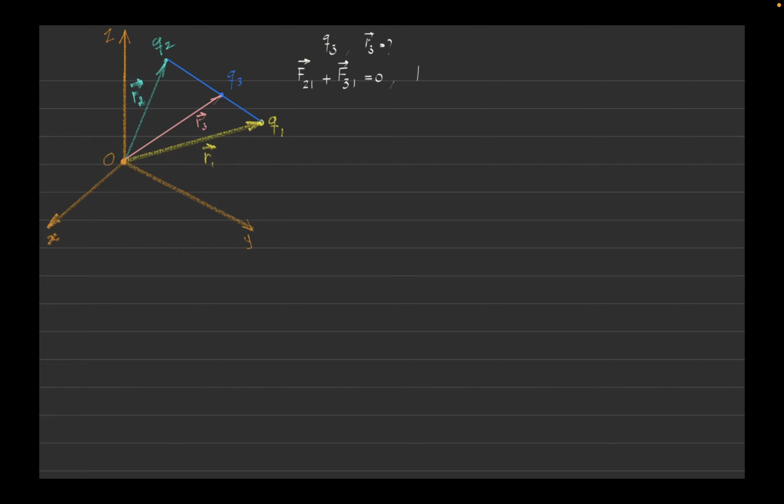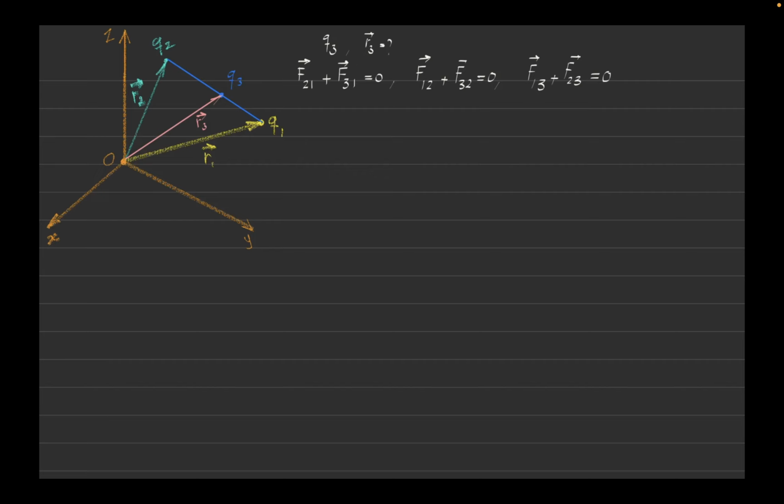We also have the net force acting on charge 2, so 1 acting on 2 plus 3 acting on 2 should also be 0. We also know that 1 acting on 3 plus 2 acting on 3 should be 0 as well. But my claim is that one of these equations can be concluded from the other 2. So it means that we have only 2 independent pieces of information.